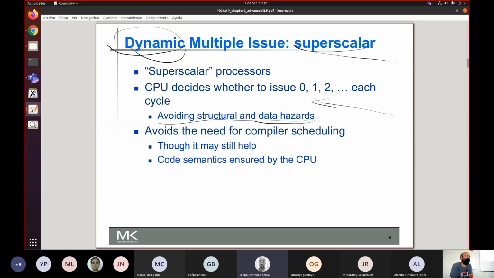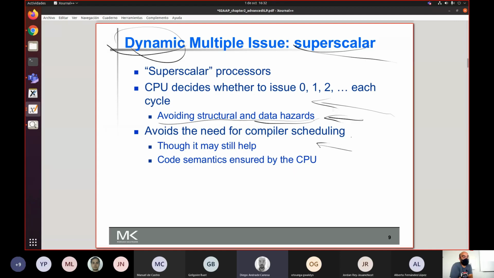Okay, so the compiler still can play a role, just reordering the instructions and putting together all the instructions that can be executed at the same time, okay? Just to facilitate the work of the processor. So it's not an important role like it had in the previous approach, but it's still a good role.